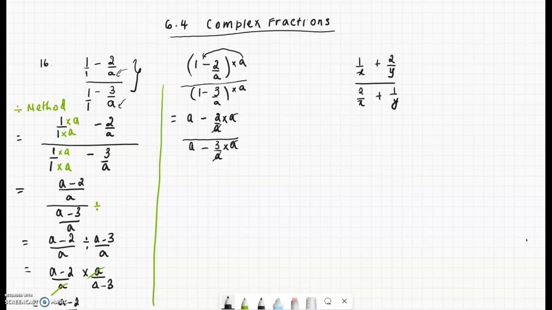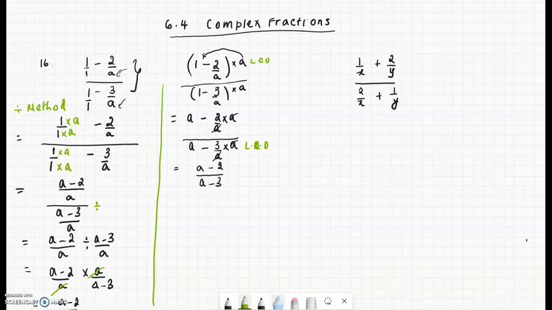We cancel, and then now notice that all the denominators are gone, and what we have is a simple rational expression, a minus 2 over a minus 3. So the technique here was multiply the numerator with the LCD and multiply the denominator with the LCD, and the LCD is calculated based on all the denominators.